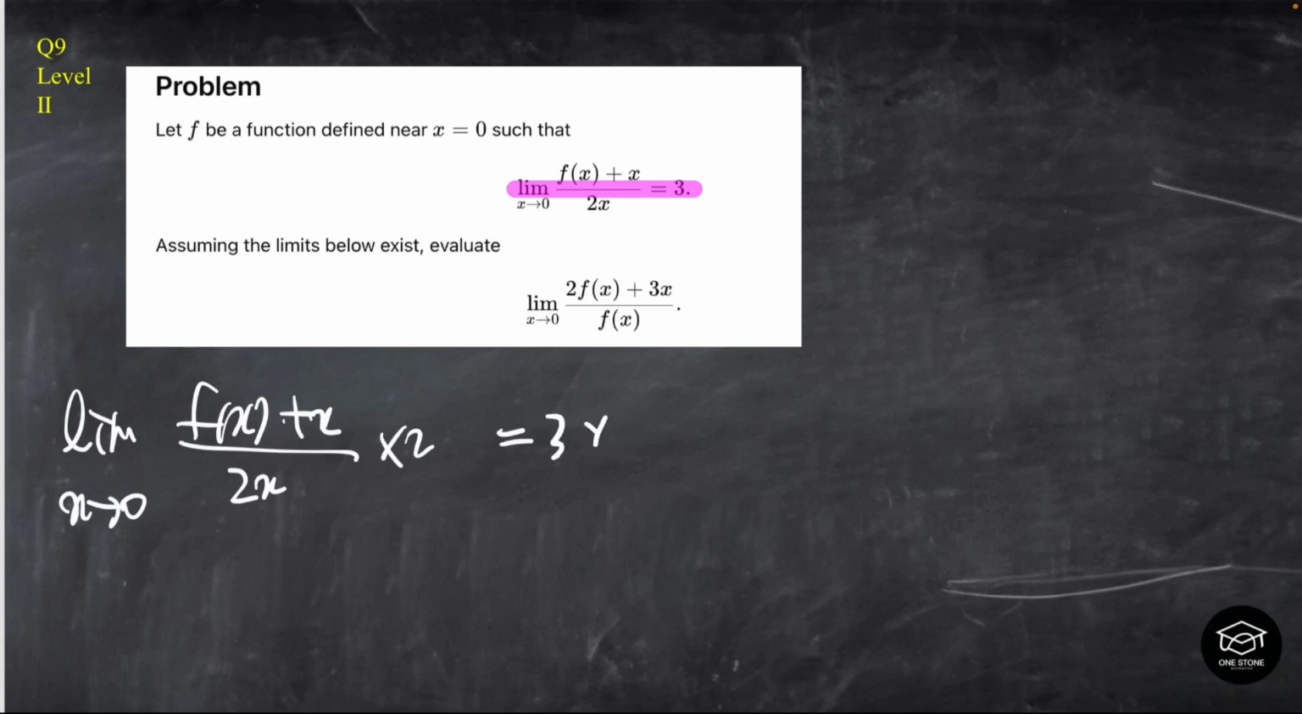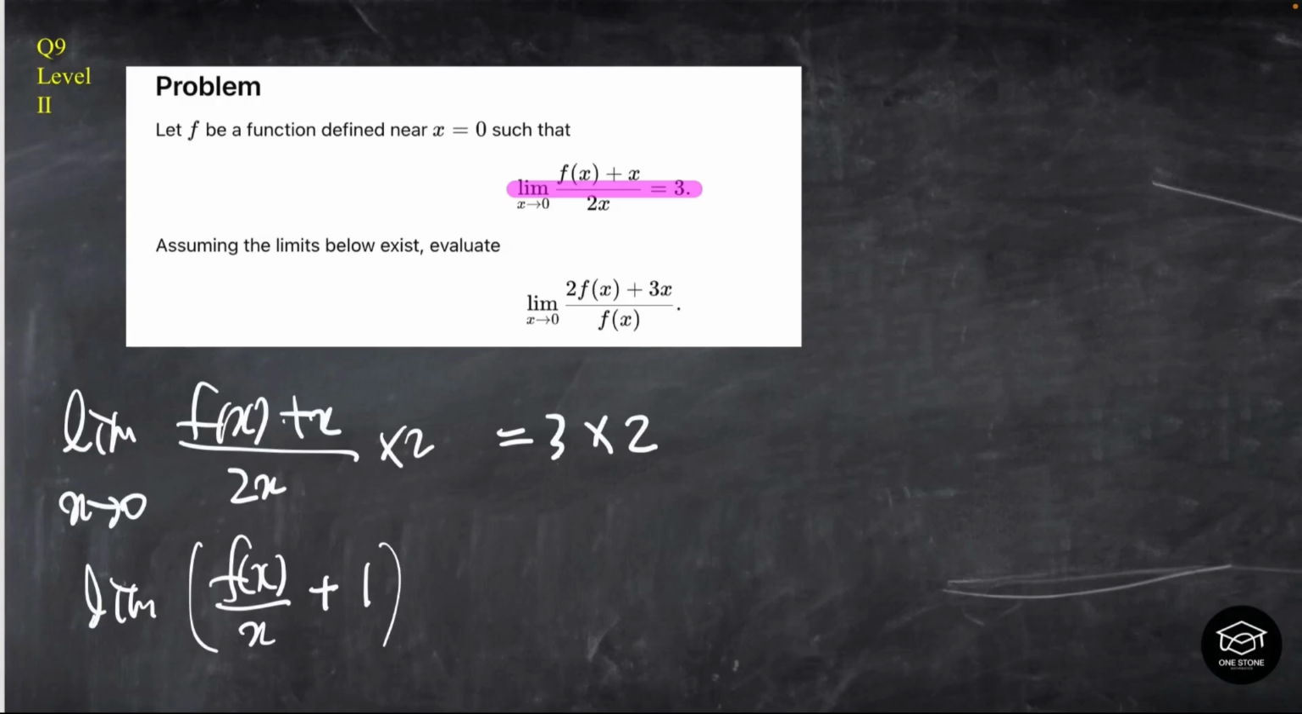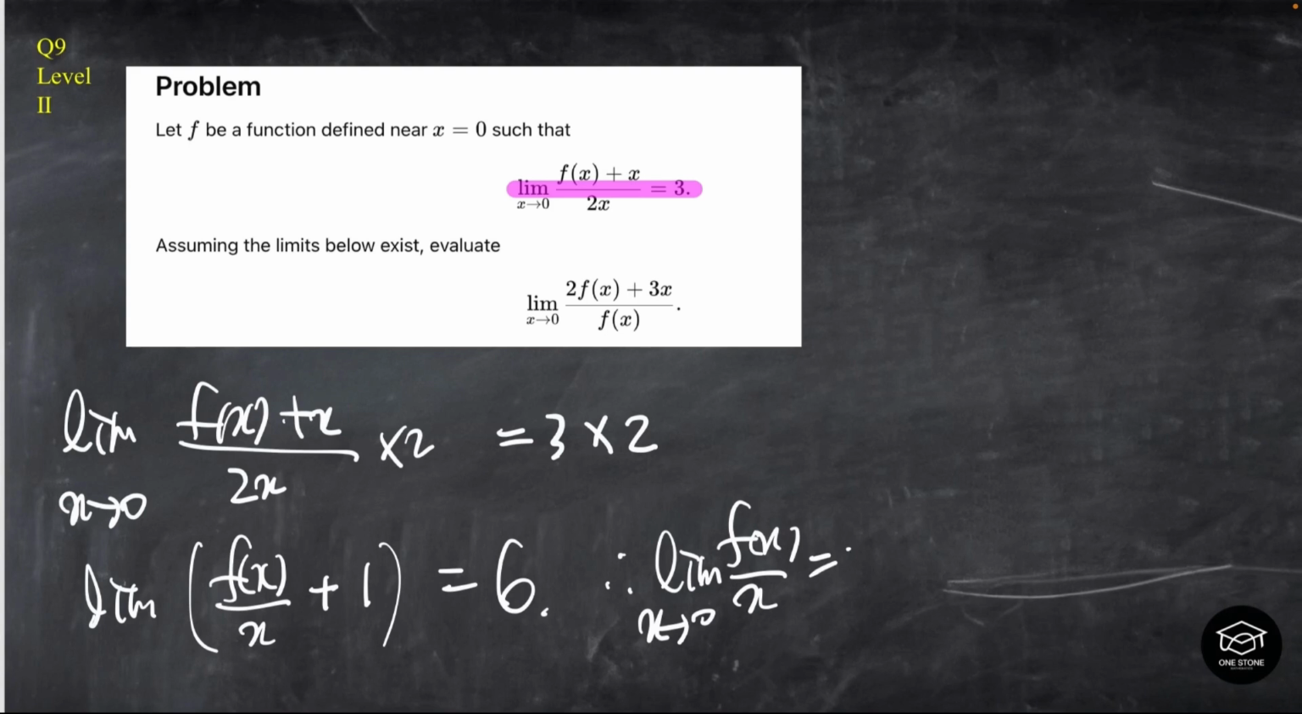Next, subtract 1/2 from both sides. So we get the limit as x approaches 0 of f(x) over 2x equals 5/2. Now multiply both sides by 2 again to isolate f(x) over x. That means the limit as x approaches 0 of f(x) over x equals 5. Now we use this result to evaluate the target limit.